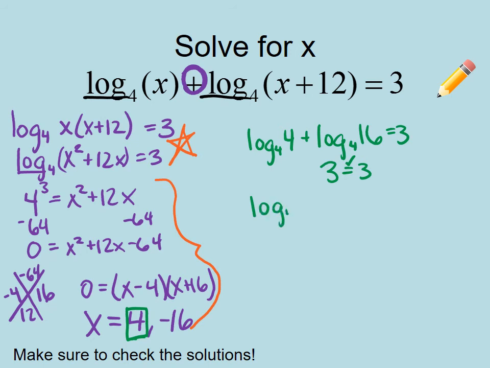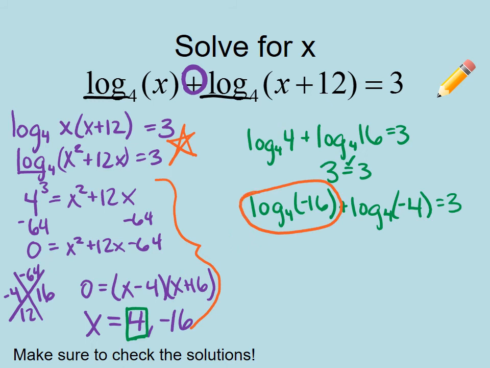Let's take a look at negative 16. If I plug in negative 16, I end up with a negative 16 on the left and a negative 4 on the right, and still equal to 3. Now, if you try to do change of base formula here, we can't. I can't have a negative log value. So because I can't have negative logs, negative 16 is not a solution. So we're only left with x equals 4.